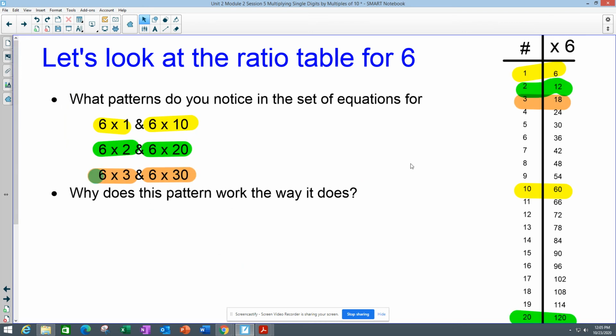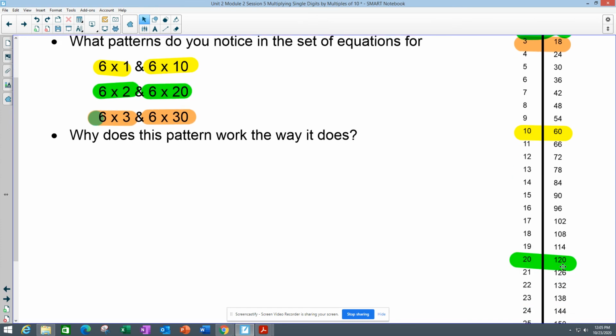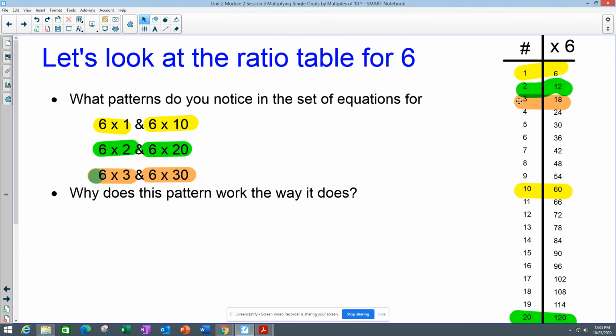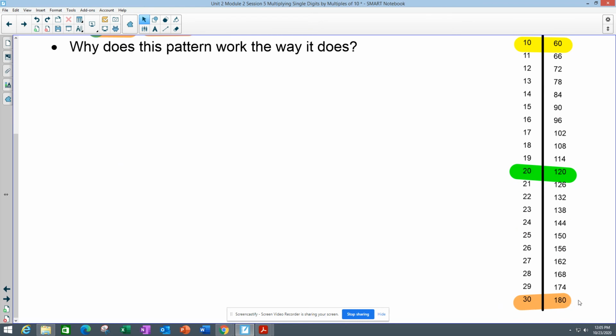Now, let's also look at this. Let's look at the yellow for a second. This one right here, 1, 6. Then look at the yellow here. 1 times 6 is 6. 10 times 6 is 60. 2 times 6 is 12. 20 times 6 is 120. 3 times 6 is 18. 30 times 6 is 180.